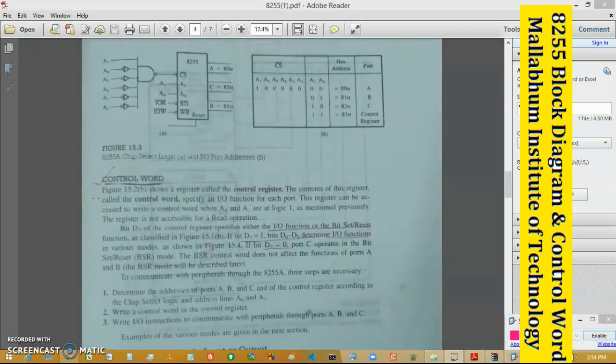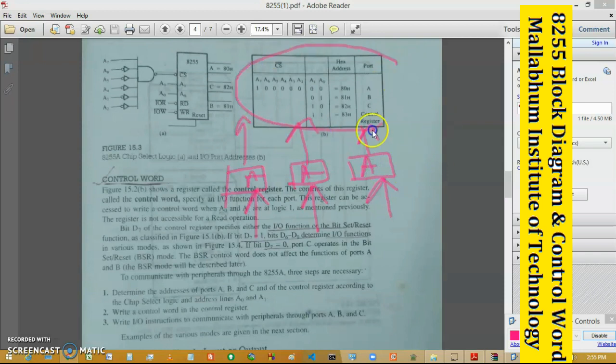So now next we will discuss what the addresses of the different ports are, because until and unless you know the addresses of different ports, you can't send any data. Suppose this is your port A, this is your port B, this is your port C, and you want to send some data to port A, port B, or port C, or you want to read some data from that port. You cannot do that until and unless you know the addresses of these ports.